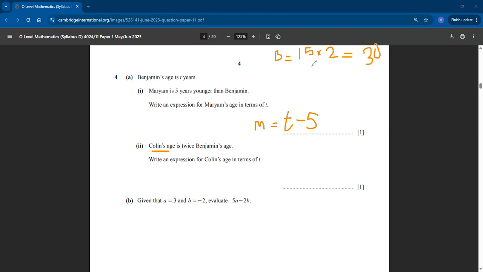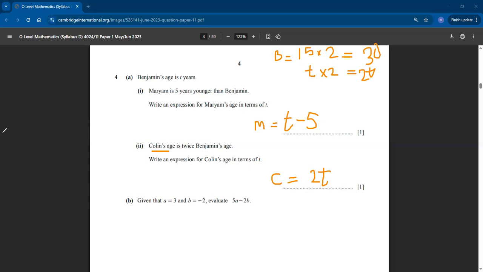So if Benjamin is t years old, just multiply that by 2 to get Colin's age, and that's going to be 2t. So naturally, the expression for Colin's age in terms of t is going to be Colin is equal to 2t. As simple as that. All right.